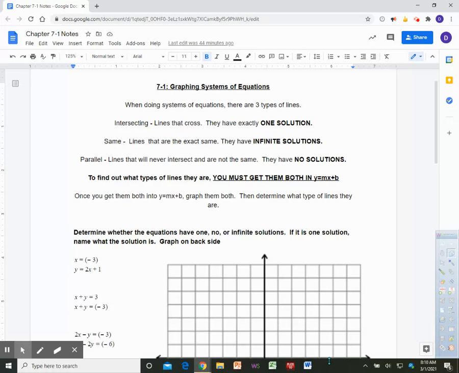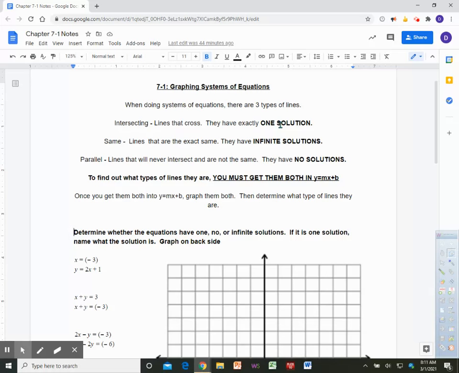You're going to have intersecting lines. An intersecting line is a line that crosses each other. They have one solution. So when you have 2 lines that cross each other, you're only going to have one answer. Okay? Same lines is when we graph it, the 2 lines are going to be overlapping each other perfectly. Like they're going to be the exact same line. That is going to have infinite solutions.